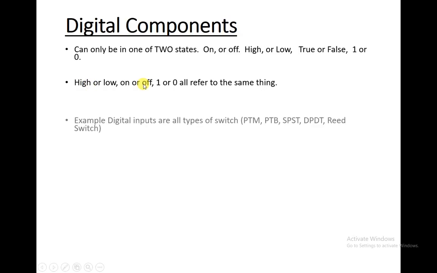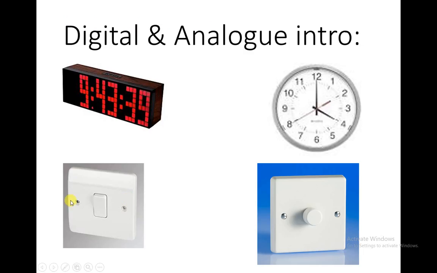What we're actually talking about here is voltage. High or low means there is a voltage there or there isn't. In the case of our light, if the voltage is there, the light's on. If the voltage isn't there, current doesn't flow and the lights are off.